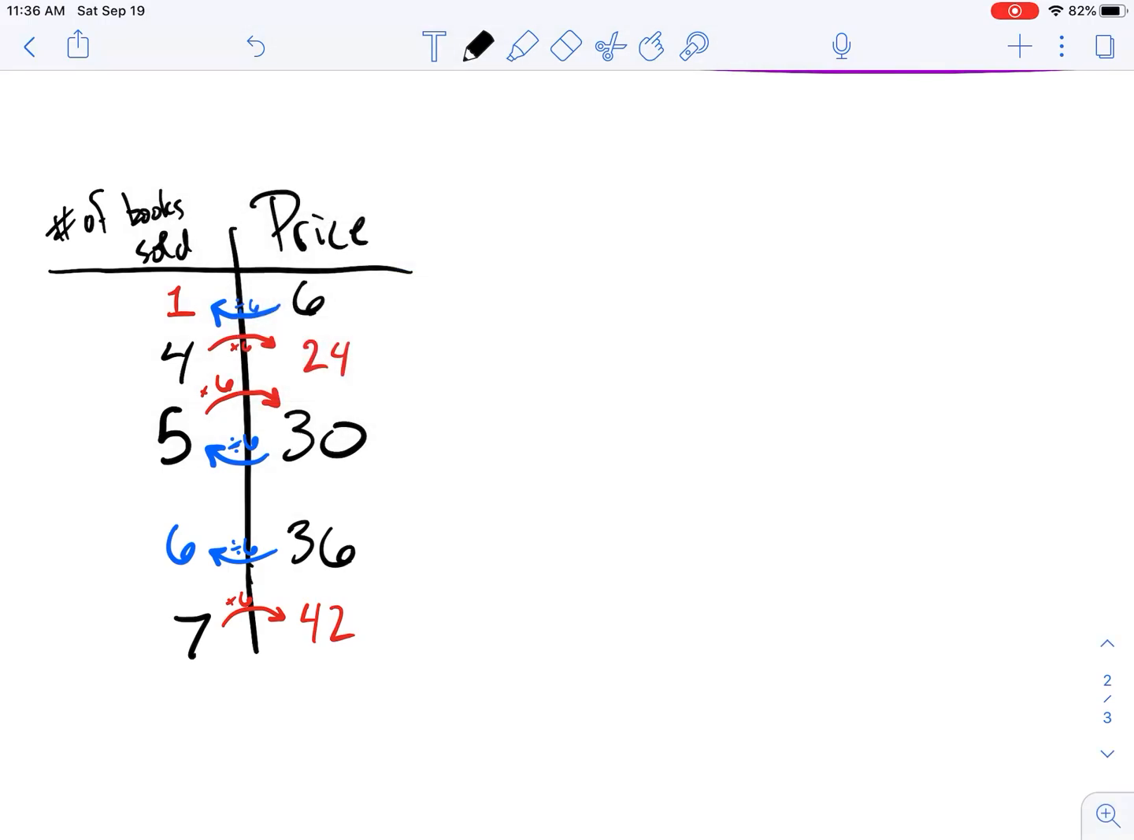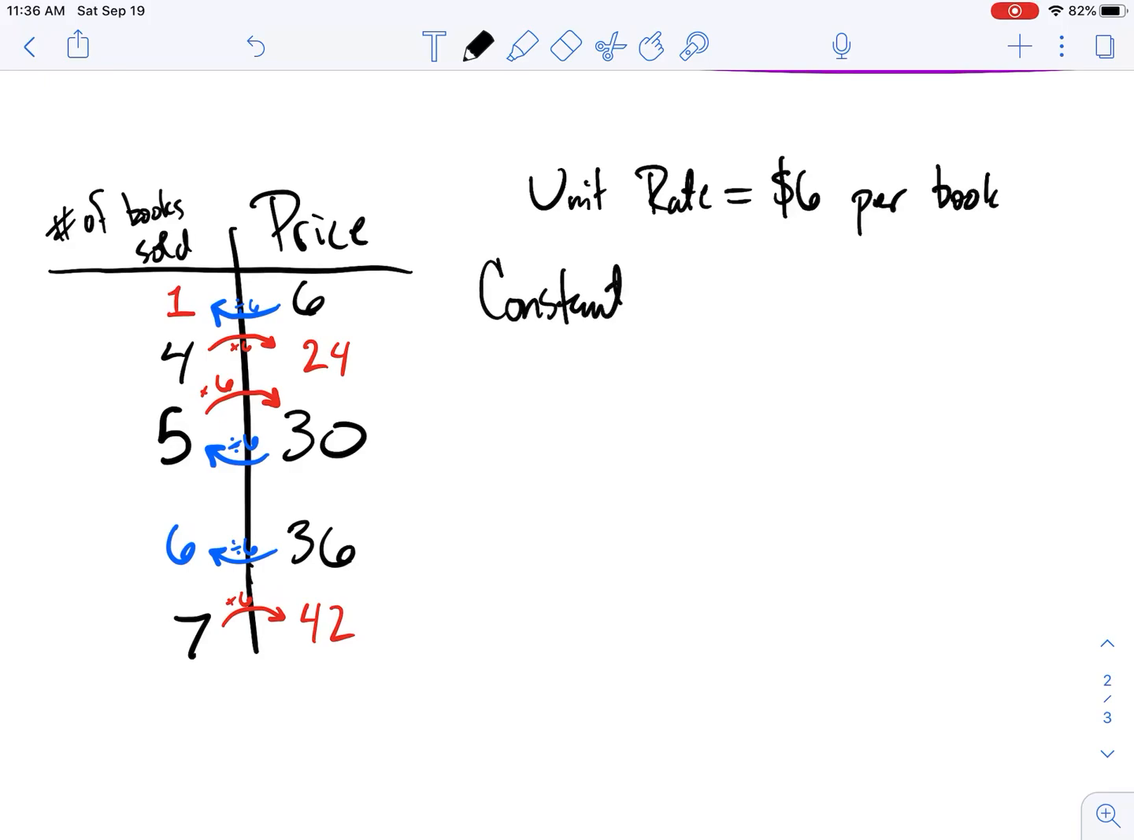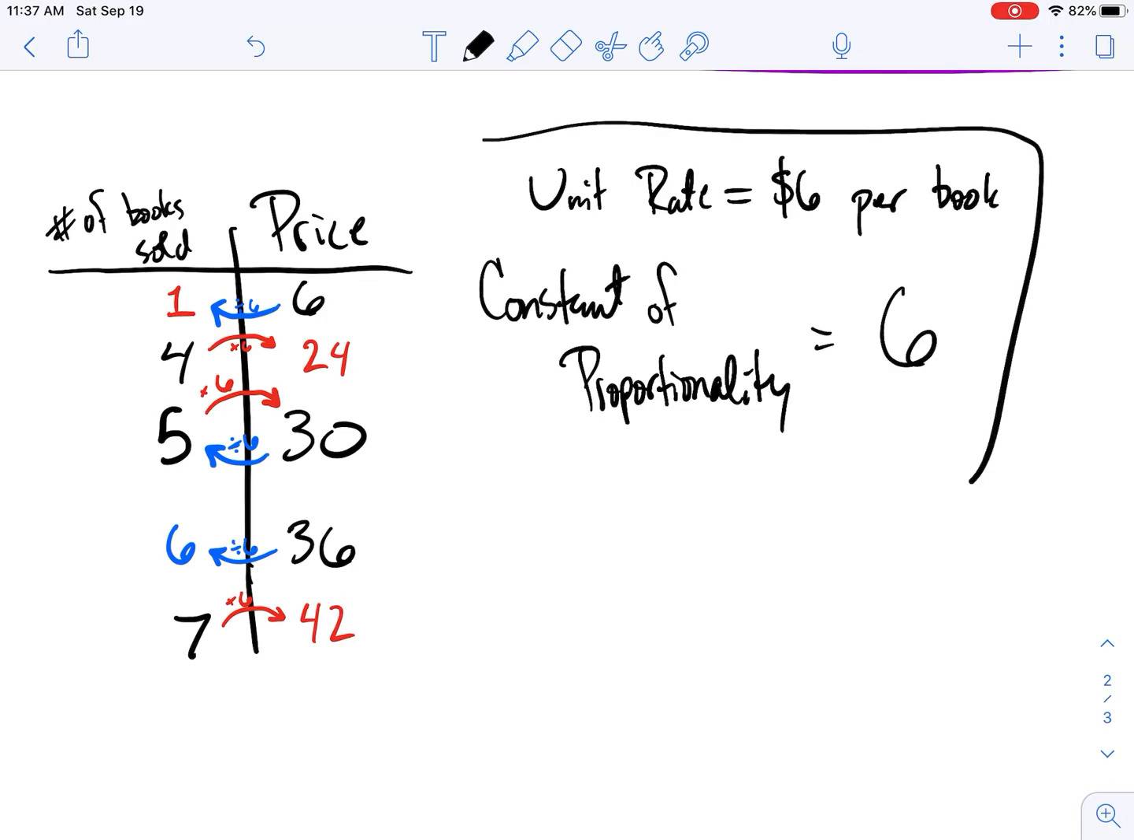So our unit rate is $6 per book. So I'm actually going to write that here. Unit rate, the amount per one of something, equals $6 per book, and the constant of proportionality, big word, equals 6. All right, so you notice that these two things have the same number, right? The unit rate just has a label on it, $6 per book, and the constant of proportionality is the same number, but it's just the number on its own.